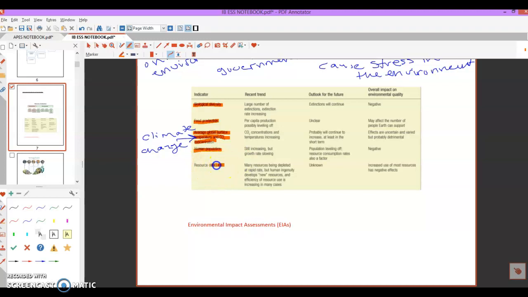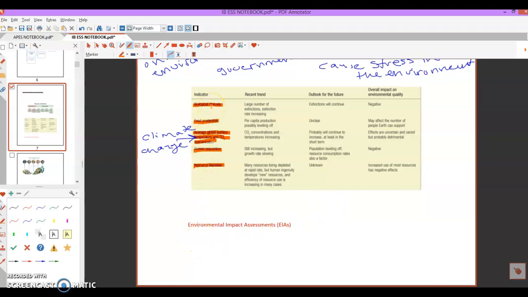And then we have resource depletion. So with all these people on the planet, are our resources being depleted too rapidly? And by resources, we're talking about air, water, oil, anything that is a resource that is produced by the planet for us to use.